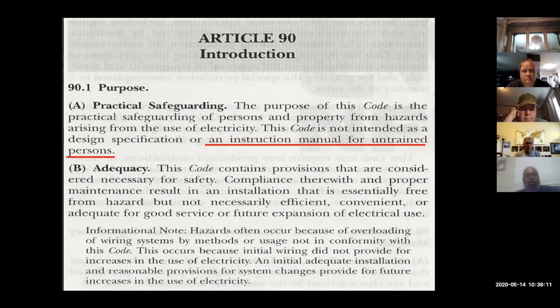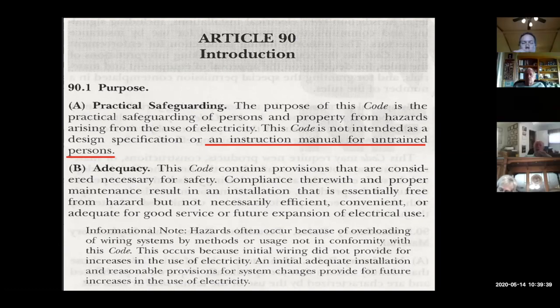Adequacy. The code contains provisions that are considered necessary for safety, because this is a safety book. Compliance therewith and proper maintenance will result in an installation that is essentially free from hazard, but not necessarily efficient, convenient, or adequate for good service or future expansion of electrical use.